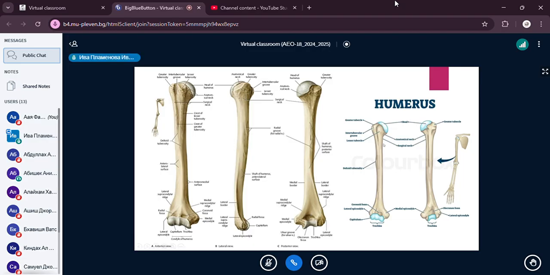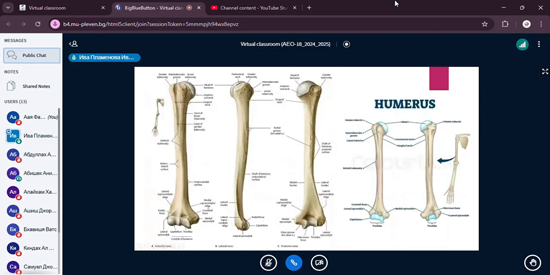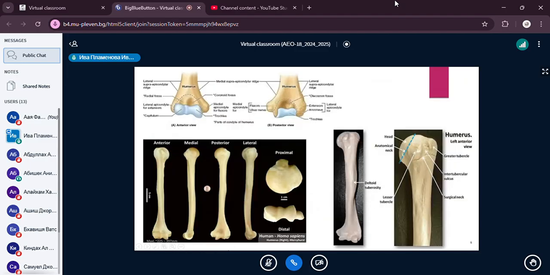So, what else? You can see here again. That's the distal end. That's the lateral epicondyle, medial epicondyle, which is bigger. Crista supraepicondylaris medialis, crista supraepicondylaris lateralis. Here you can read supraepicondylar ridge. Here you can read supracondylar ridge. It is not a mistake. You can use both names.